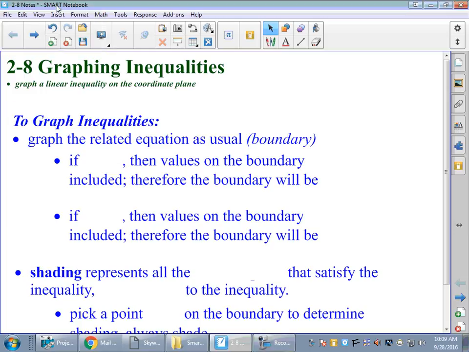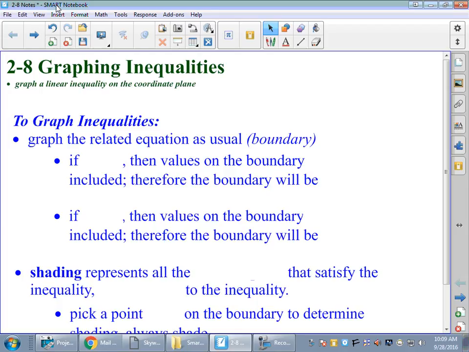These are your 2-8 notes where we're going to be graphing inequalities. And so in this section, we're going to review. A lot of times in the book, after we go through everything with the regular functions and equations, then we look at the function in terms of an inequality.